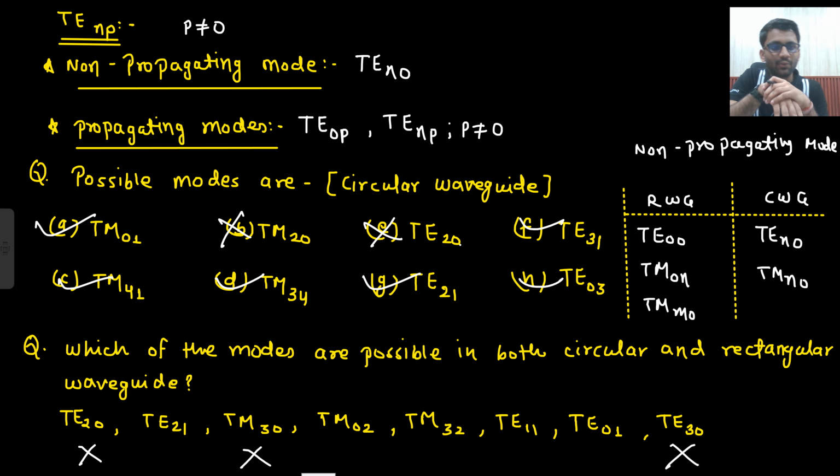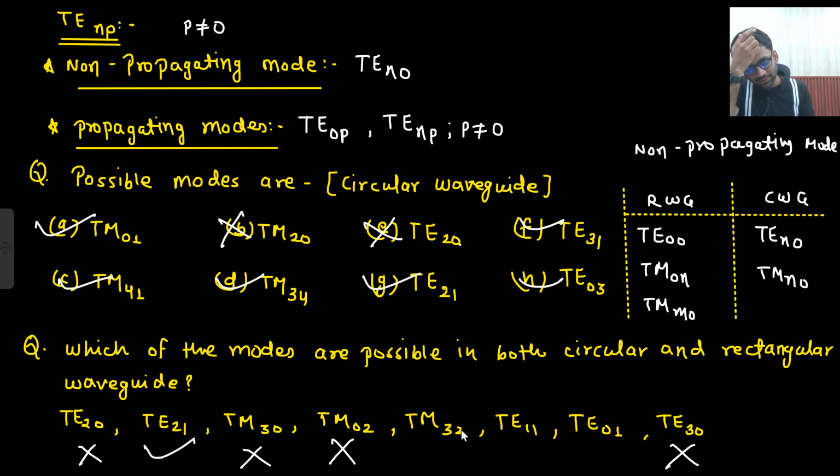Now let's eliminate those modes which are not possible in rectangular waveguide. Is this possible in rectangular waveguide? Yes, it is possible. Is this possible in rectangular waveguide? No, this is not possible, because in rectangular waveguide TM can never be 0, so the m value can also never be 0. So this is also not possible.